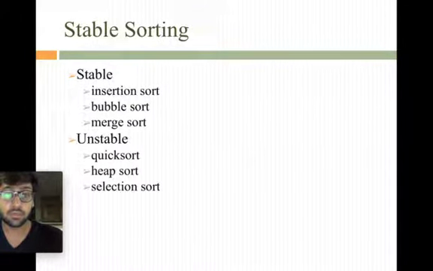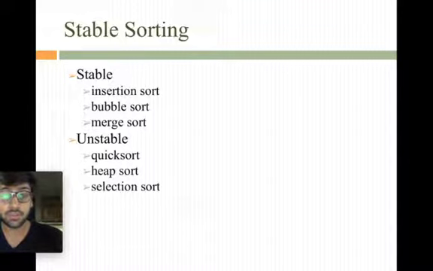A few examples of stable sorting algorithms are insertion sort, bubble sort, and merge sort. You can see in these algorithms that the swapping of the elements depends on a condition: only if the second element is greater than the first element do we swap it. If we do not include conditions like swapping even when they're equal, we can maintain the order of the elements and keep it a stable sort.